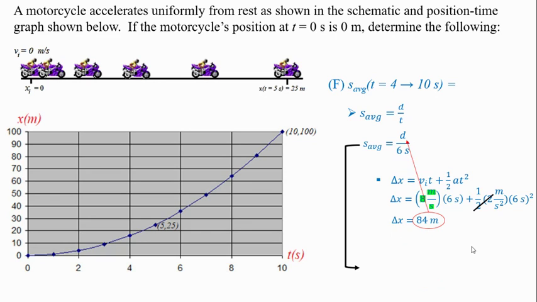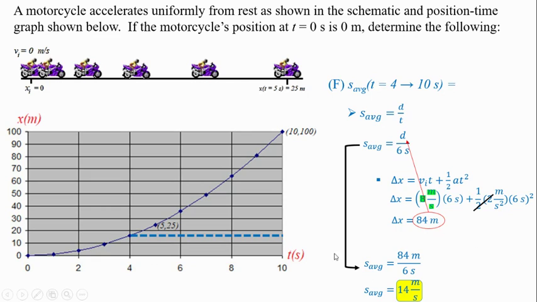And then average speed is going to get carried down here. So therefore, average speed is just 84 meters divided by 6 seconds, which gives us a value of 14 meters per second. And that's your answer. No direction needed because this is a scalar quantity.